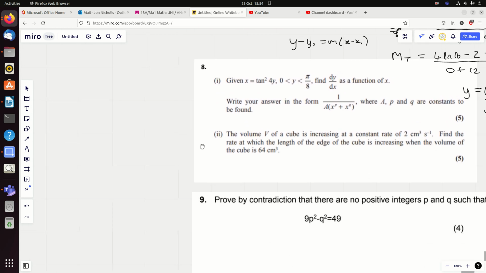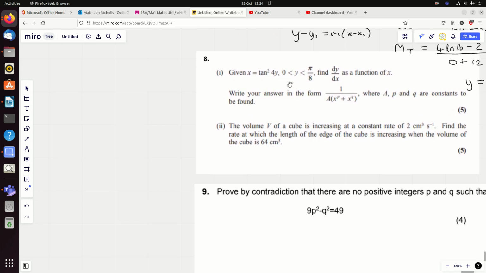Okay, next one. What have we got here? x is tan squared 4y. Find dy by dx as a function of x. Okay, so the typical way of doing this is to differentiate this with respect to y, sorry. What have we got, tan squared 4y. I can't even copy down the question correctly.